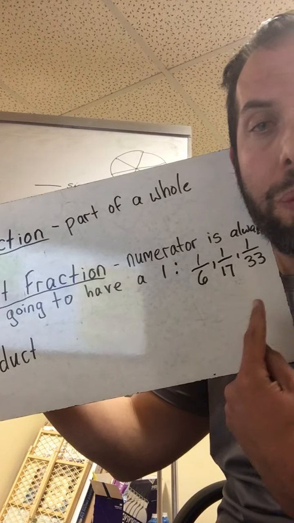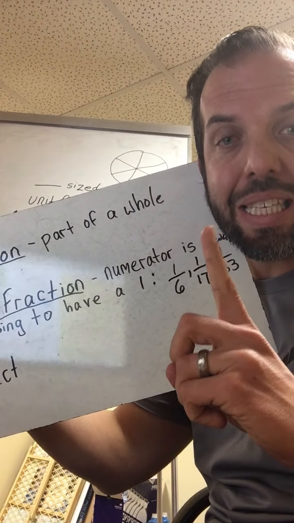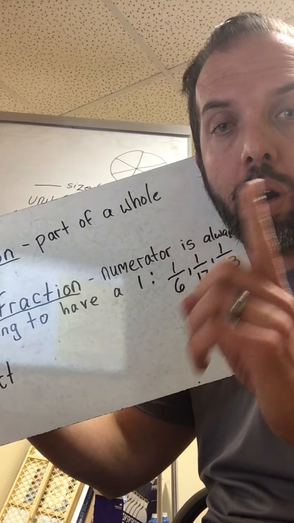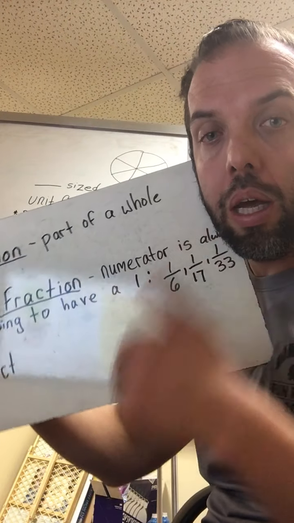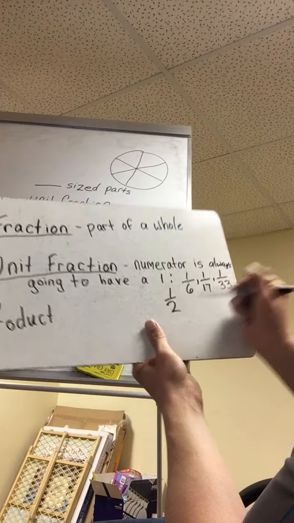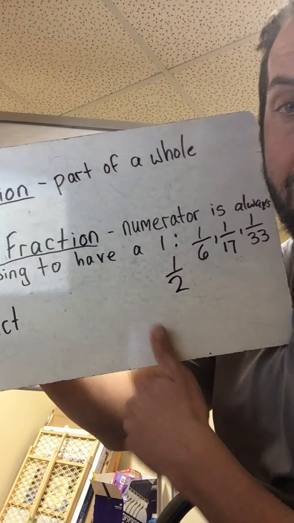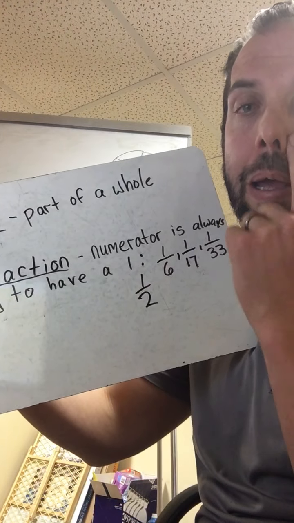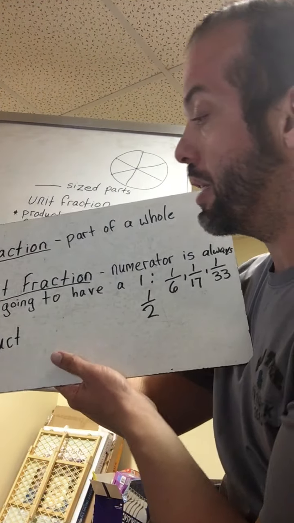Now, what that represents is it's one piece out of that whole. All unit fractions are one part or one little piece out of the whole. So even something like 1/2, it's half of it, but it's 1/2 out of the whole thing. Okay? So a unit fraction is one piece.